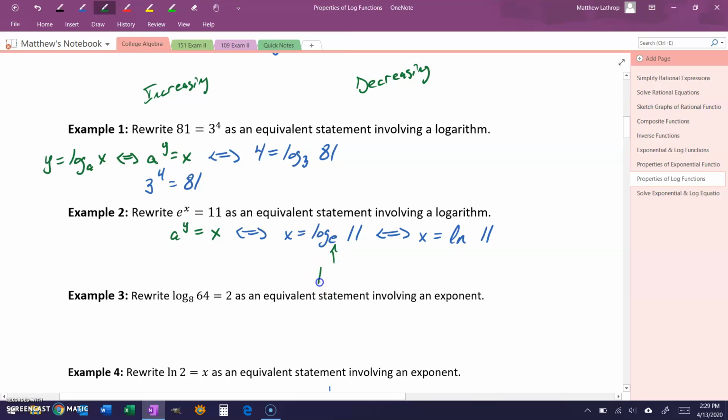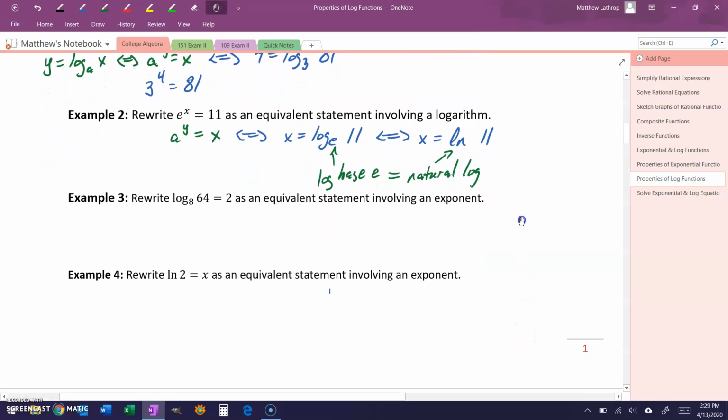So anytime we have a log base e, we have what we refer to as the natural log. And that natural log occurs frequently enough in mathematics that we give it its own special notation, ln. So just as a shorthand notation rather than writing out log base e in every scenario.